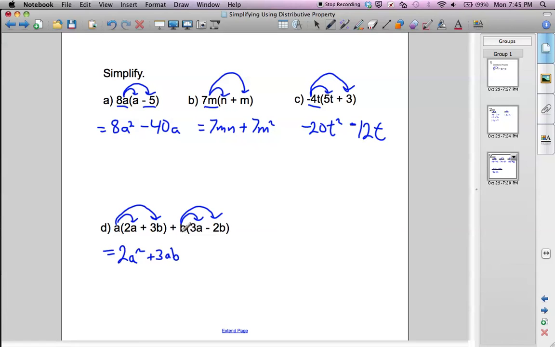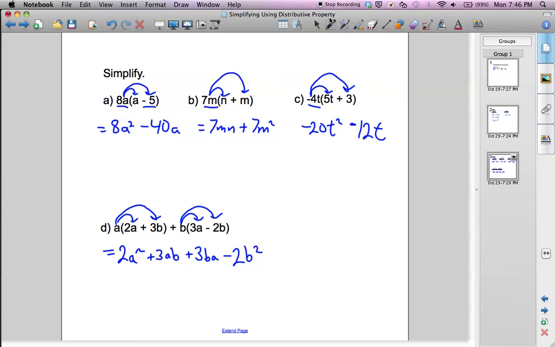Over here, we have b times 3a. That's going to give you 3ba, or you can even write ab if you want. And next we've got b times negative 2b gives you negative 2b squared.